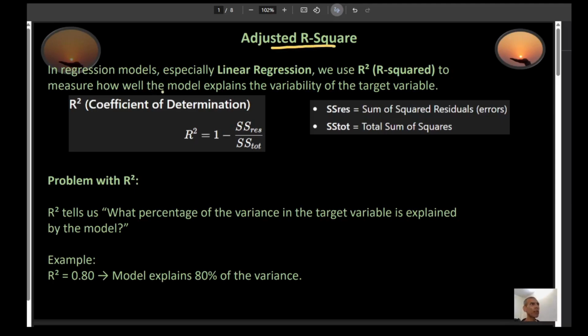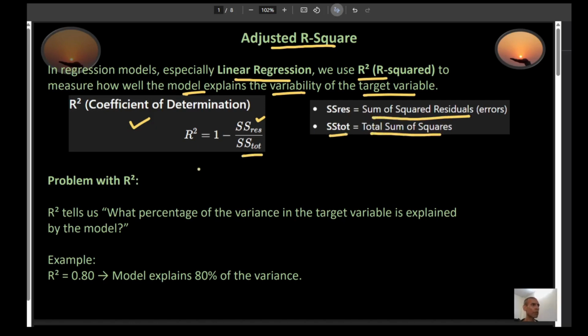In our regression models, especially linear regressions, we use the R square concept. We use R square to measure how well your model explains the variation of your target variable. And this was the formula used to determine R square. In this case, SS residual is your sum of squared residuals, and SS total, that would be this right here, is called the total sum of squares.